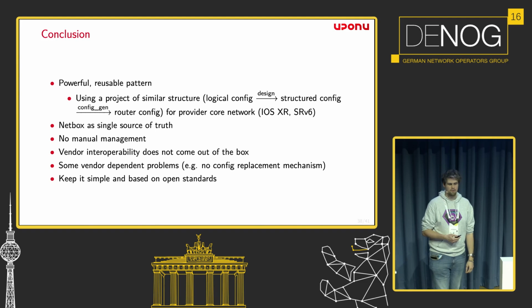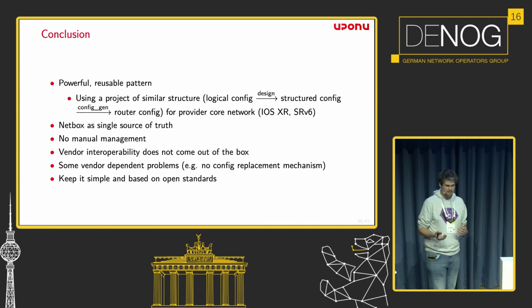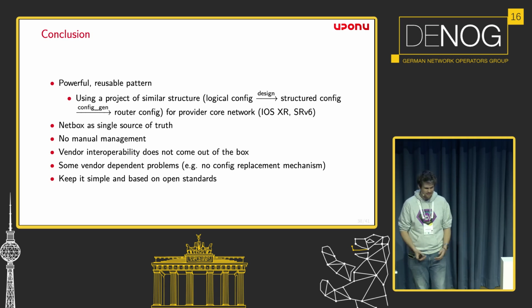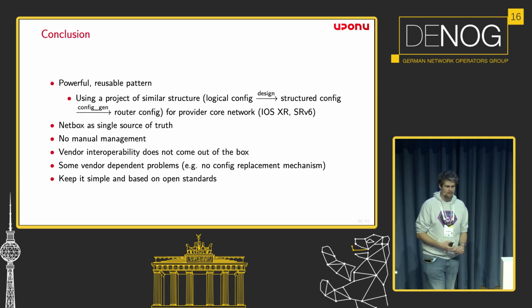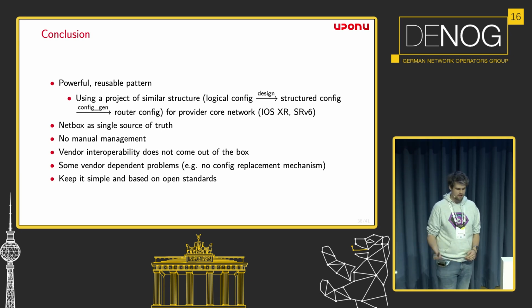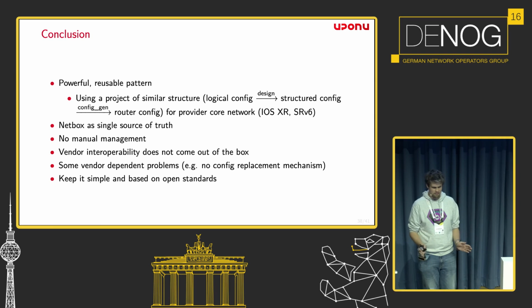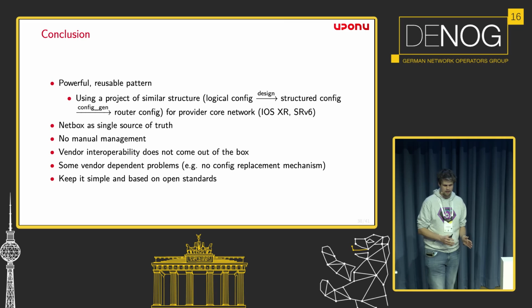The vendor interoperability does not come out of the box. You sometimes have strange problems and have to dig into what's happening. Some vendor deployment problems, like there's no config replacement mechanism for their switches. And even if you keep it simple based on open standards, you will run into some problems. But I think the more open you keep it, the fewer problems you will have with vendor interoperability.